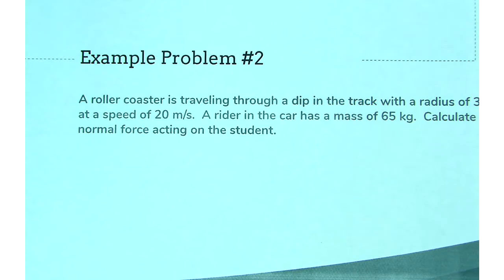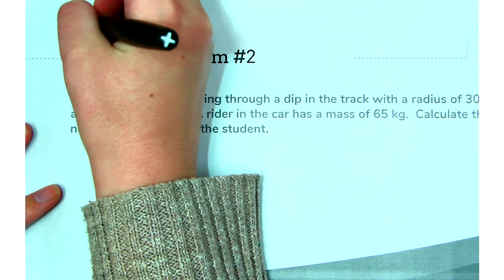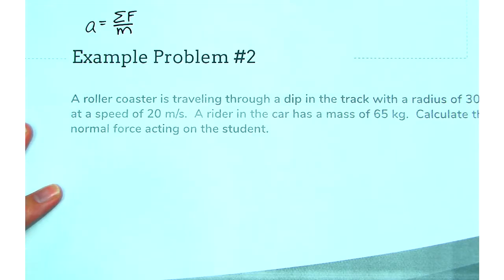All right, so this is our second example problem where we're going to use centripetal force, which will help us tell us the direction of the net force and how much the net force should be. And then Newton's second law, which is going to tell us how to sum up the forces. So when we're doing these, we're going to use both. The two equations that we're going to use are going to be the acceleration is the net force over the mass.